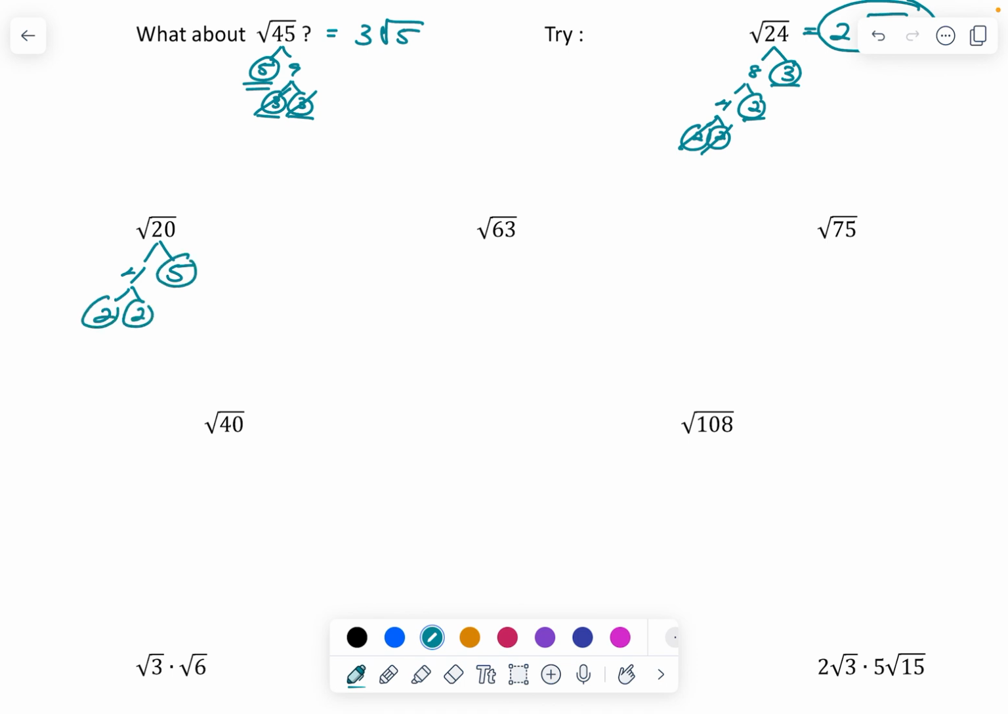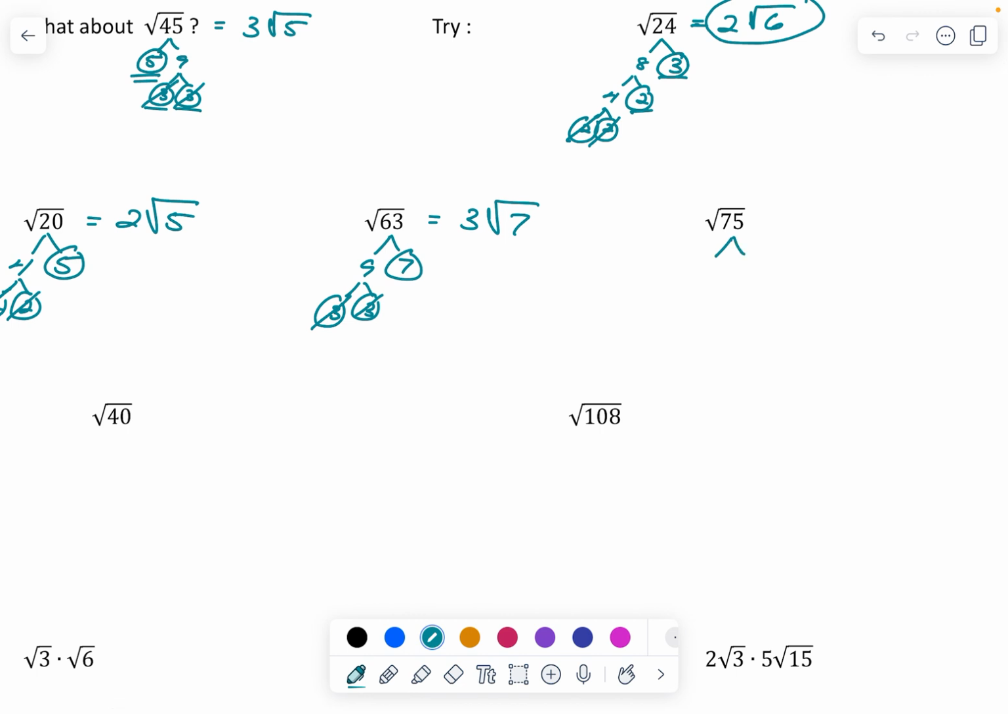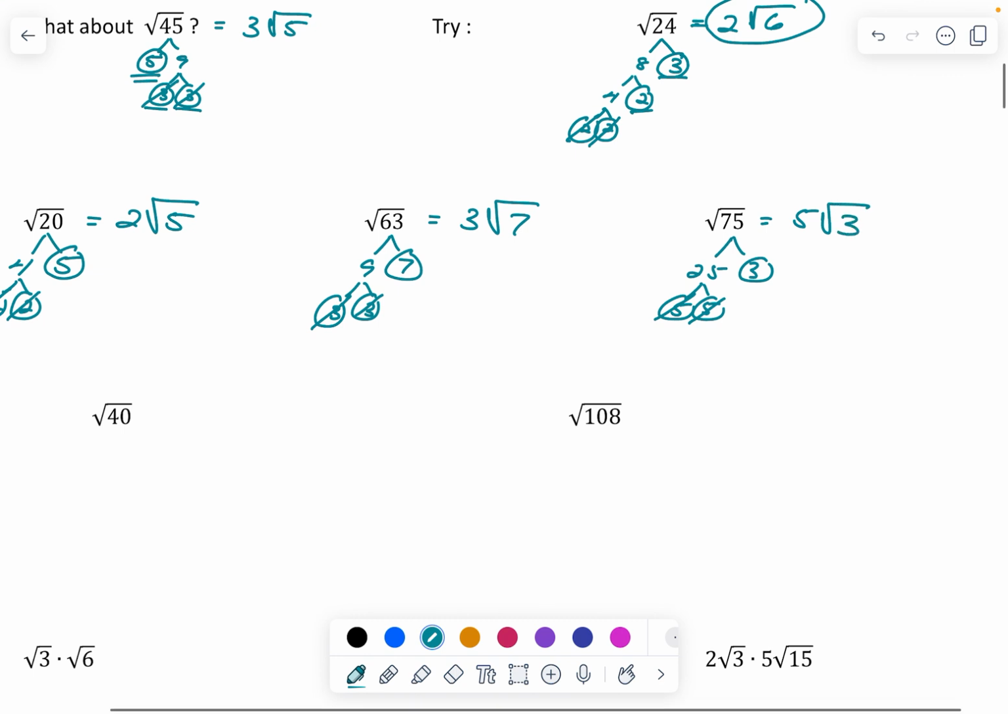So we break it down into its prime factorization. The pair of 2's comes out as 2, and the 5 stays inside. Now, at any time, you can pause this and try some of these on your own and then tune back in and check. So 63 is 9 times 7, and you can see we have a pair of 3's. So the 3 comes out, the 7 stays inside. 75 is 25 times 3, 5 times 5. So the 5 comes out, the 3 stays inside.